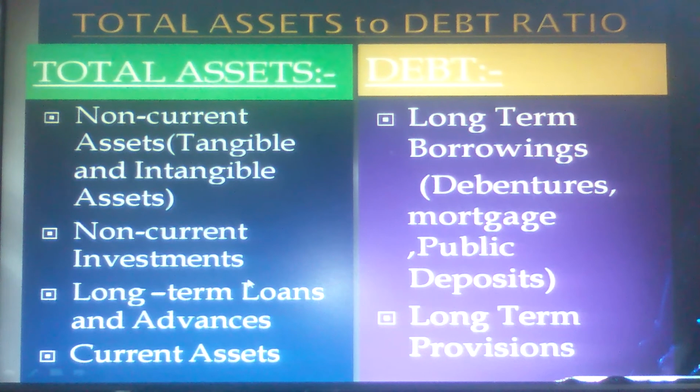So non-current investments, long-term loans and advances, then current assets. Similarly, what is the meaning of debt here? Nothing but long-term borrowings, maybe debentures, mortgage, public deposits, and long-term provisions. Okay, that's what total assets to debt ratio is, you should keep in your mind what the meaning of total assets is and what the meaning of debt is, okay?